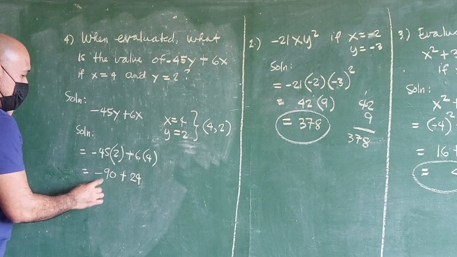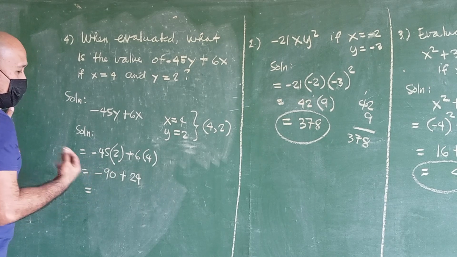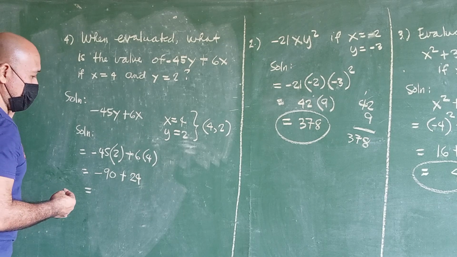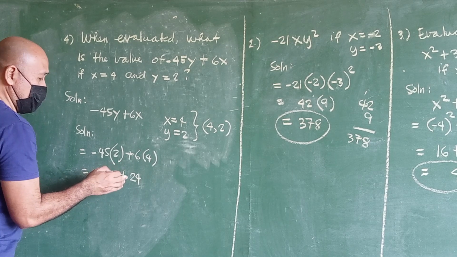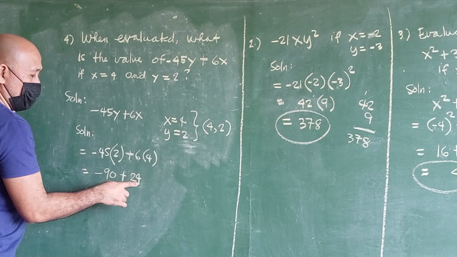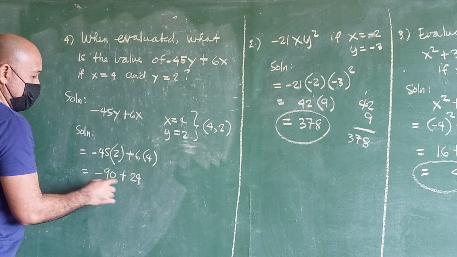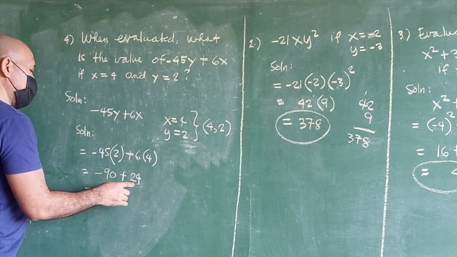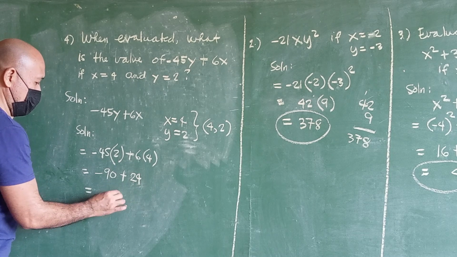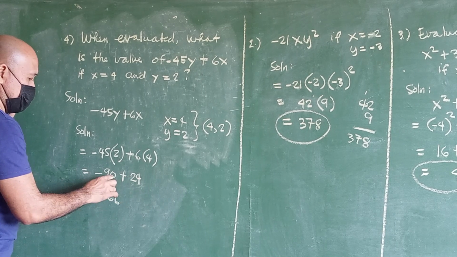So as you can see, it is now the addition of unlike signs. So remember, when we add two unlike signs, you just have to get their difference. So simply, you will have to ask what number you should add to 24 in order to get 90. And that is, okay, 66. So 66, because 66 plus 24, that is 90.